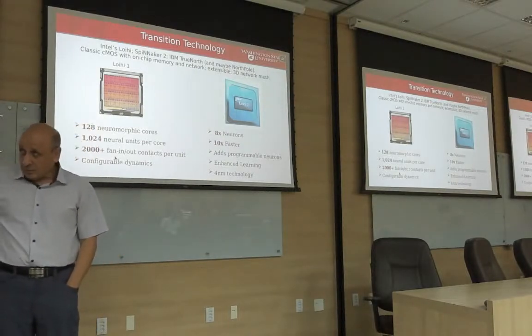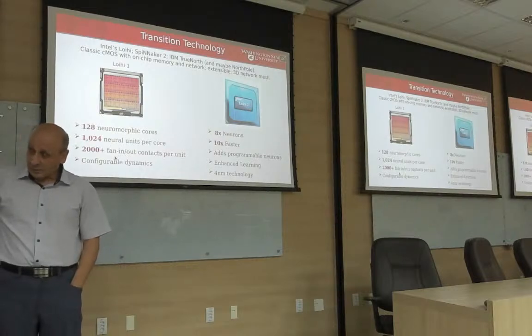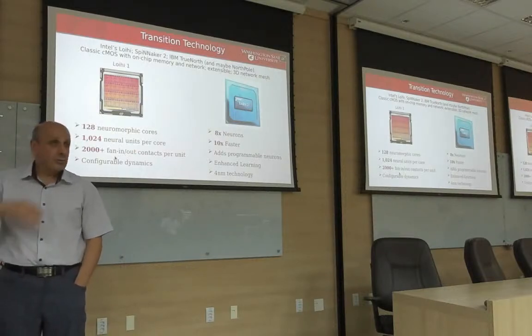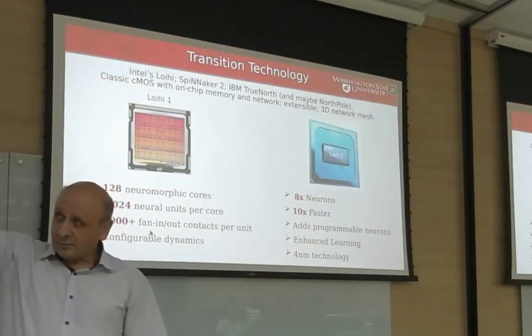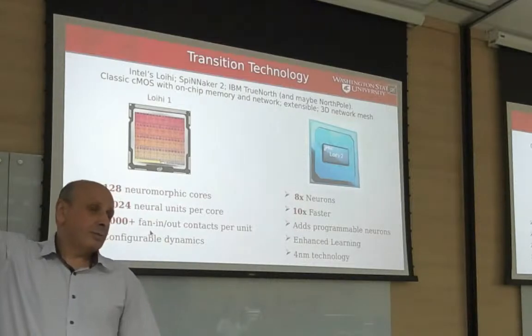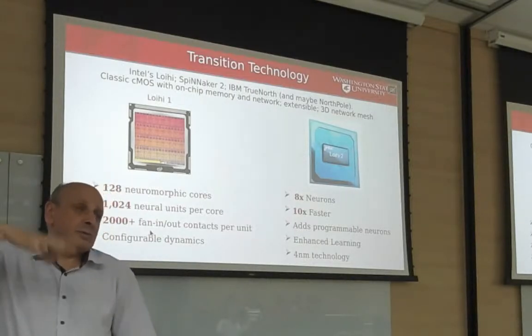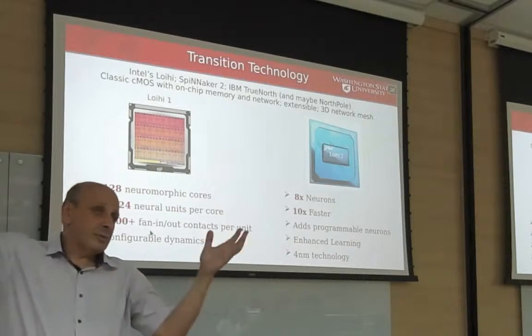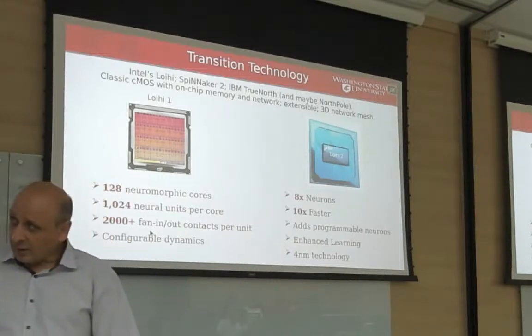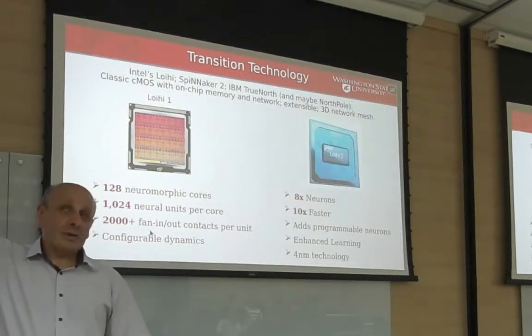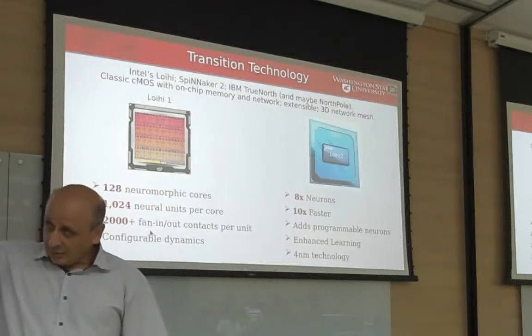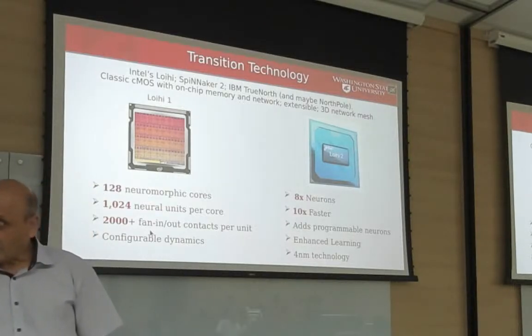Loihi 2 improved on that, so about the same number of cores, but 8,000 neurons per core. That's on Intel 4 nanometers, I think. So just scaling down the electronics sped things up a lot. It added programmable neurons, where previously the dynamics was configurable but relatively fixed. Enhanced learning. So all in all, electronics was better.